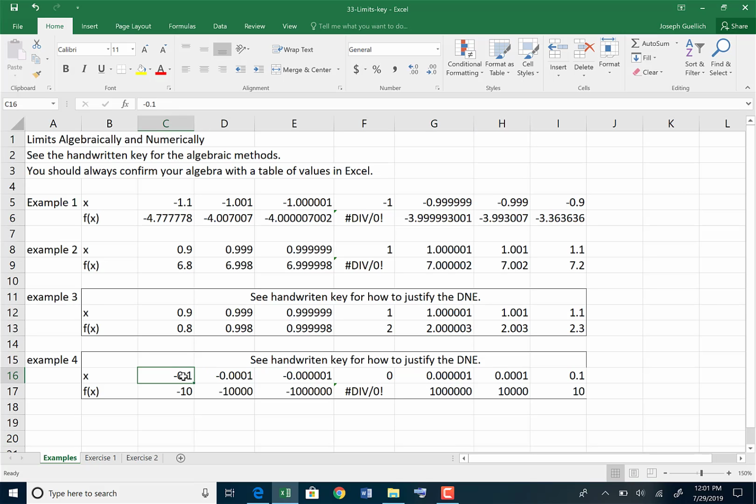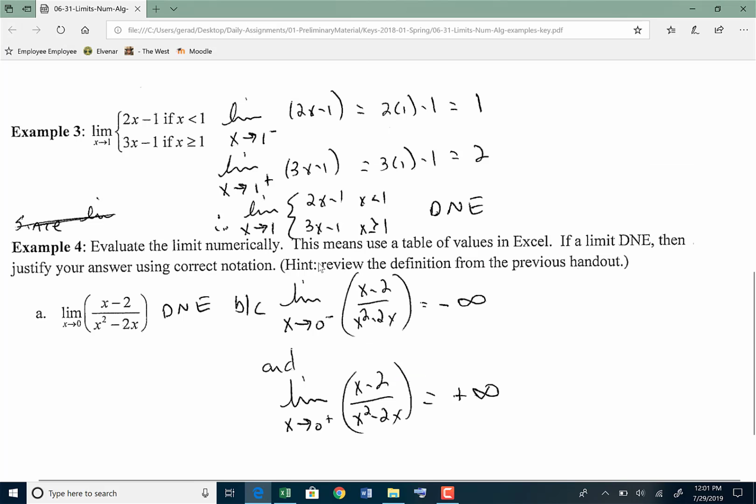So on the left, we're approaching 0. On the right, we're approaching 0. We've only got one formula. Same formula there. So on the left, you can see that negative number gets larger. And on the right, that positive number gets larger. So you can see my notation. On the left side, it's going to -infinity. The right side is +infinity. Those are not the same, so the limit does not exist.